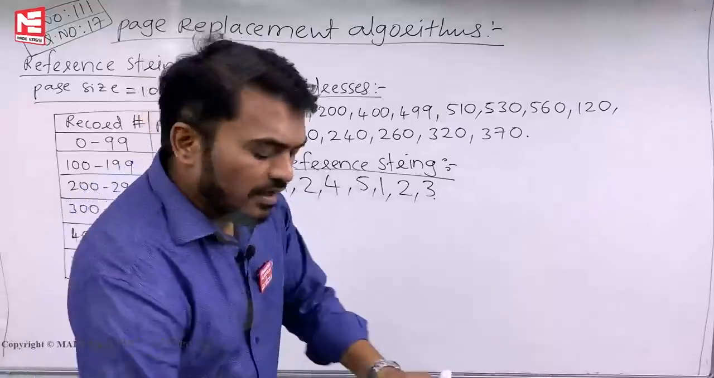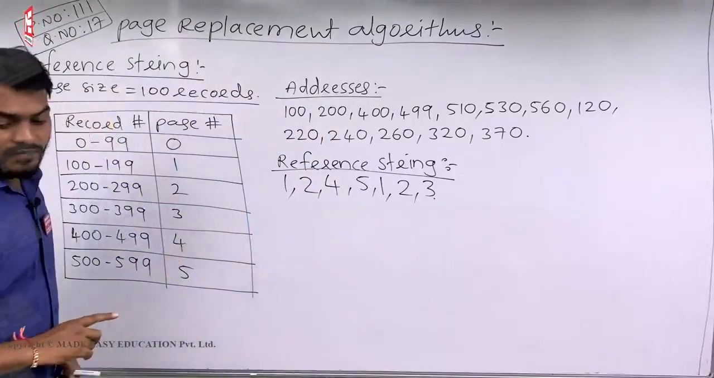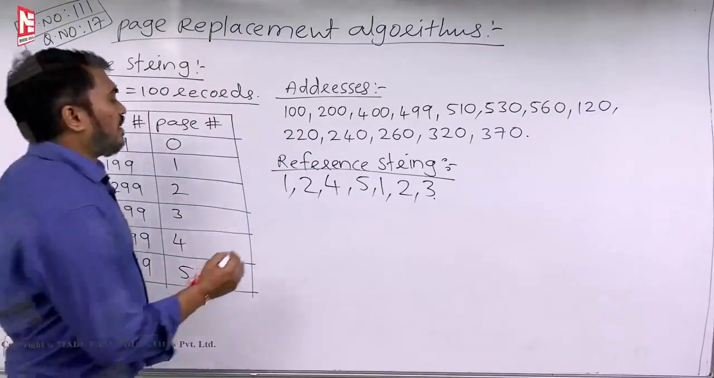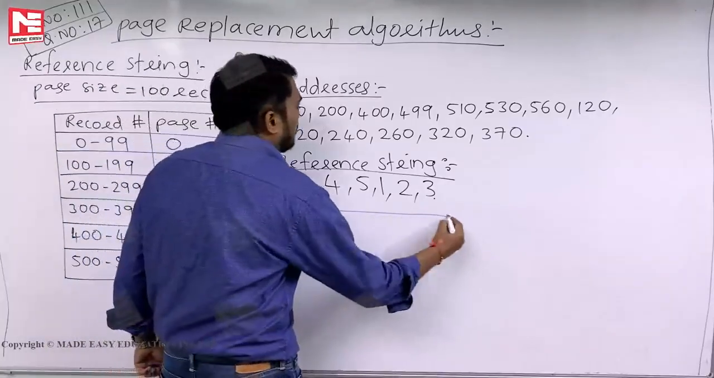One free memory frame. So only one frame is given to you. एक ही frame है आपके पास. Okay, now tell me, एक ही frame है तो how many page faults do you get here?